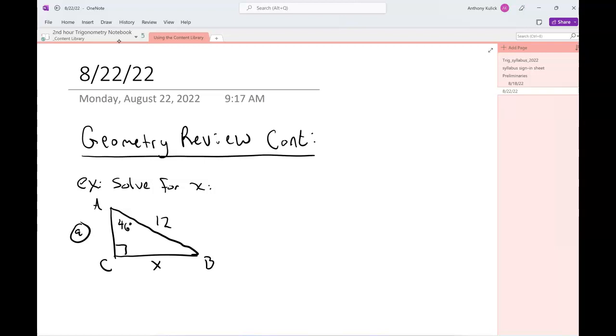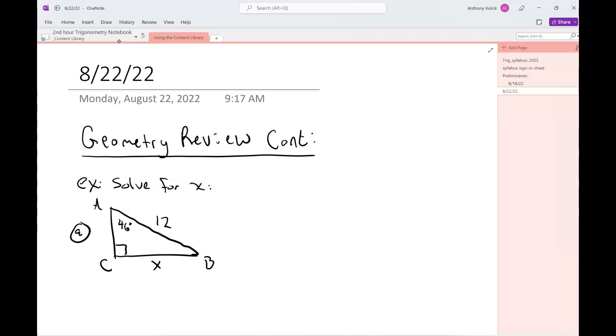What am I going to be using to solve for x in a problem like this? What's going to be my main geometry tool that I'll use? SOH CAH TOA, right? If I have a right triangle and an angle and a side, I'm going to be using sine, cosine, or tangent, right? So the question becomes, okay, I know I'm going to be using sine, cosine, or tangent. Which one of those three do I want to use in this case?